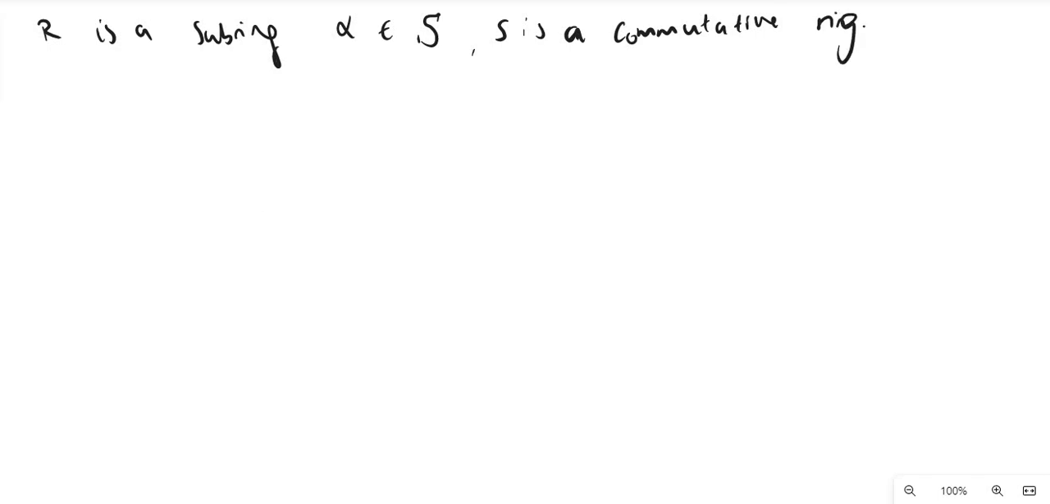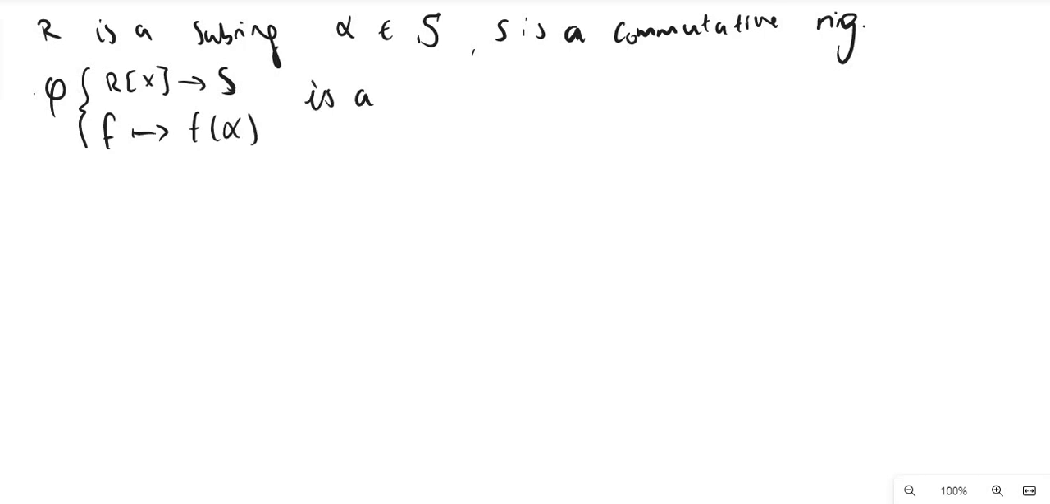Now, let's get on with the proof. Wait, I haven't done the function as well. I need to do the function. So we say R subring going to the ring, and F being mapped to F of alpha is a homomorphism.